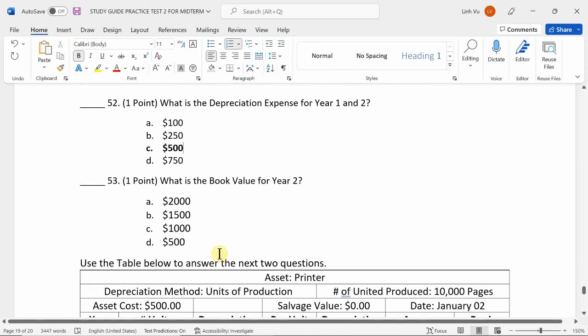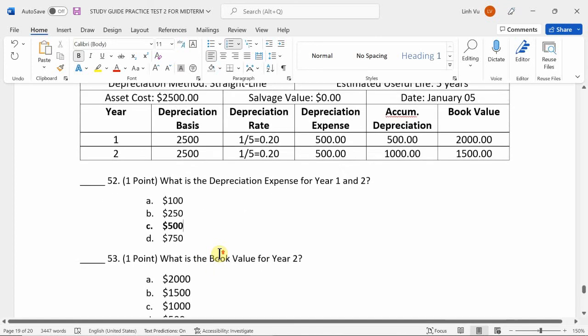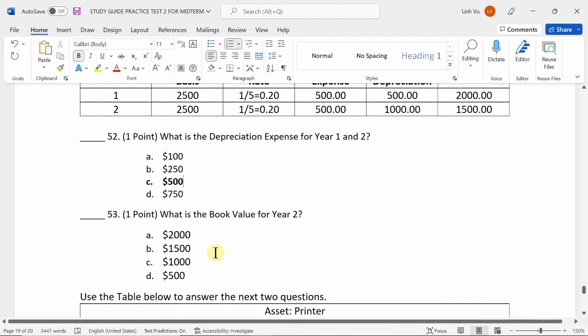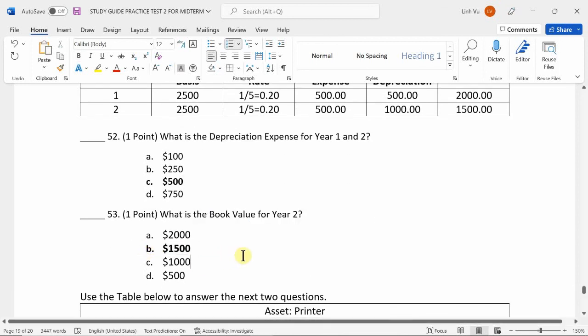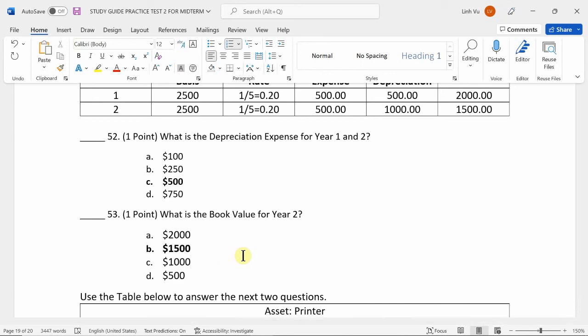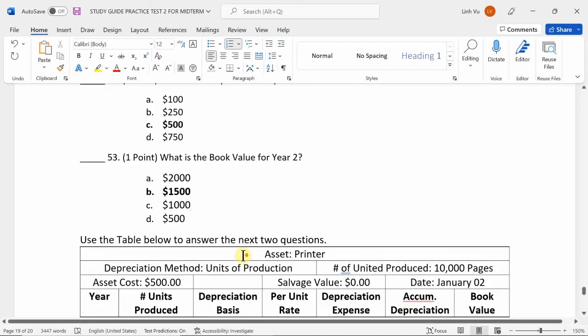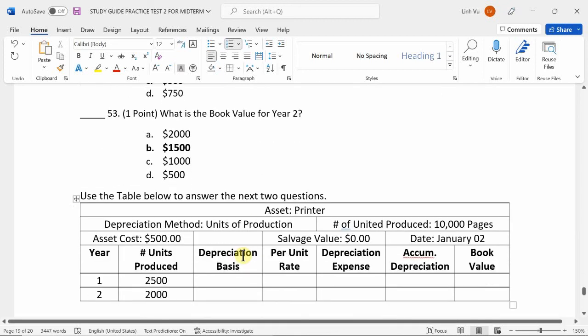Then 53 says, what is the book value at the end of year 2? In this case, $1,500. You need to make sure you fill your table all the way out because it could ask you questions in regards to the first year, the second year, book value, depreciation expense. Any question is valid. So in this case, what is the book value for year 2? $1,500, because we depreciated $1,000 of your asset.